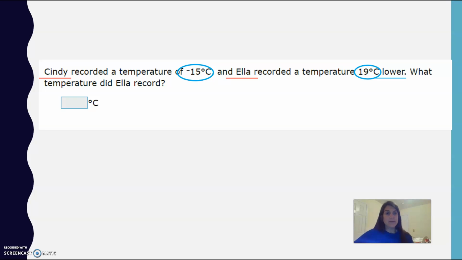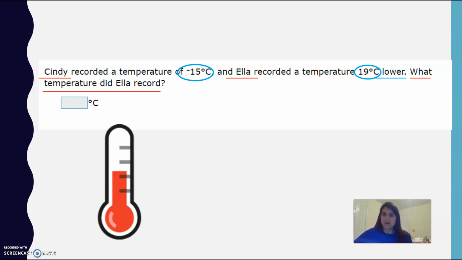So you have to be careful about the wording here. Ella didn't record a temperature of 19 degrees Celsius, but her temperature that she recorded was 19 degrees Celsius lower than Cindy's. So our drawing and our work is going to look a little bit different. The question they want us to answer is, what temperature did Ella record?